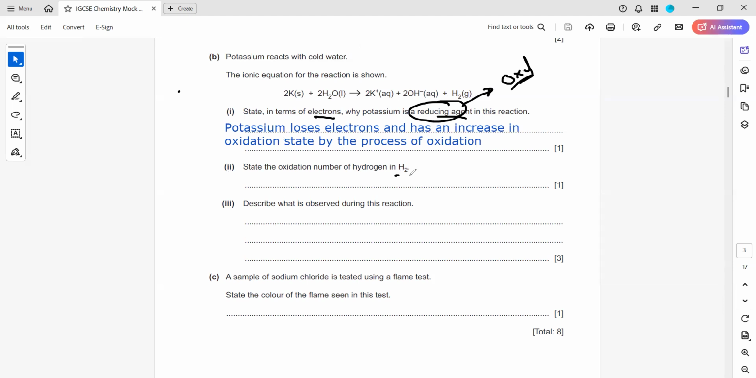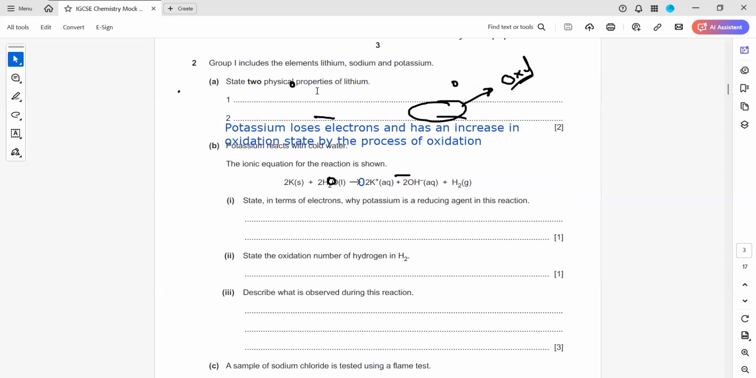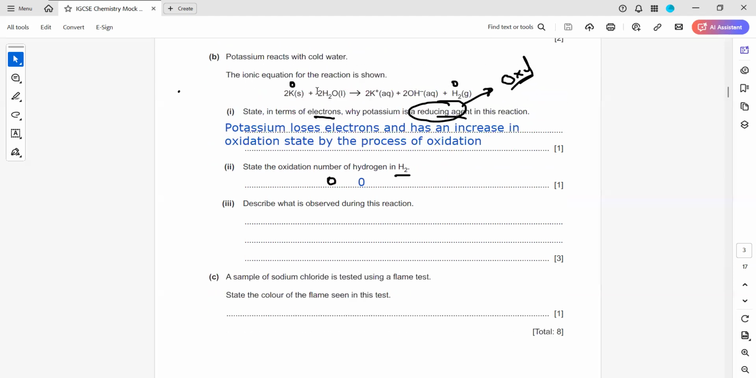State the oxidation number of hydrogen. An element's oxidation number is 0. What is the oxidation number of potassium? 0, because it's an element. What is the oxidation number of hydrogen? Also 0, because whenever you have an element, monoatomic or diatomic, the oxidation number is zero. Which property of group 1 compared to transition elements? No, general properties: state two physical properties, not comparative.